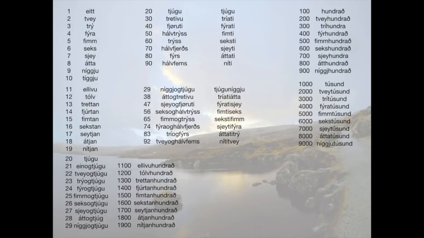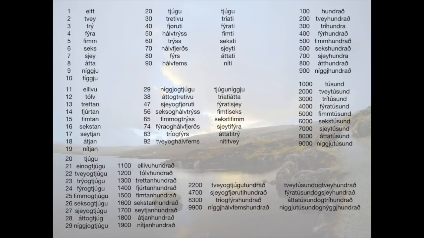1100, 1200, 1300, 1400, 1500, 1600, 1700, 1800, 1900. You could carry on with this through the higher tens, but the closer you get to 10,000, the more unusual it sounds. For example, 2200, 4400, 3400, 9500. You can also call these numbers 2200, 4700, 8300, 9900. Like I said, the closer you get to 10,000, the more common the latter would be. I suppose this is very similar to English.